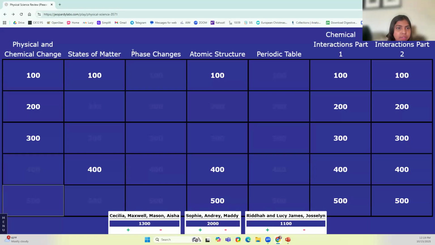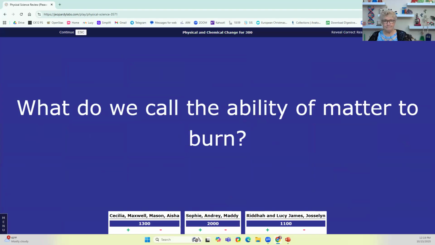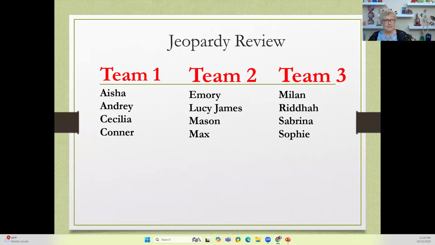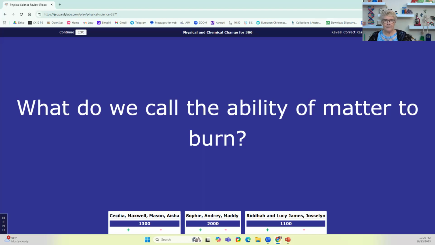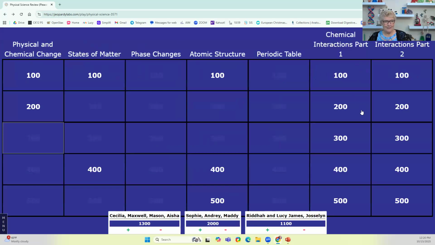All right, let's do physical and chemical change 300. What do we call the ability of matter to burn? It's one of the properties of matter. Rita, Lucy James, you can help out. All right, 5, 4. Oh, go ahead, Jocelyn. Solid, liquid, gas, and plasma. Those are the 4 states of matter. This is one of the properties of matter. The ability of matter itself to burn is called 5, 4, 3, 2, 1. Flammability. That's called flammability. All right, now that was team 2.